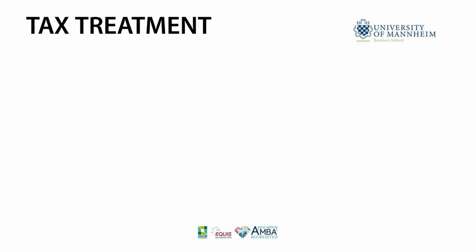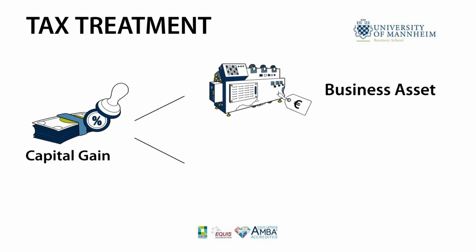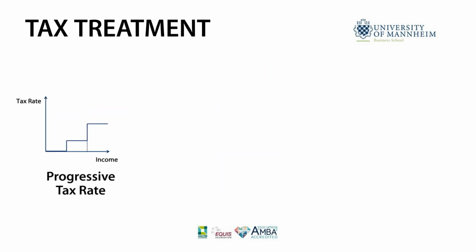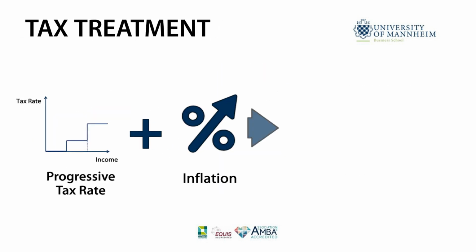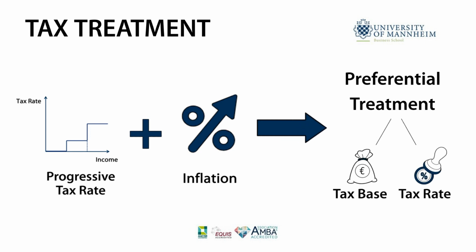The tax treatment of the capital gain depends on whether you sell a business asset, or a privately held asset. Due to progression and inflation, many countries allow for preferential treatment, addressing either the tax base or the tax rate.